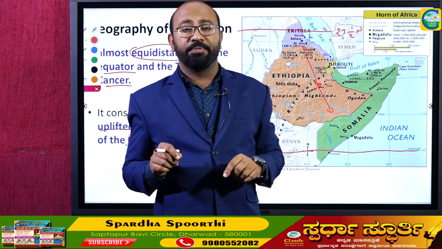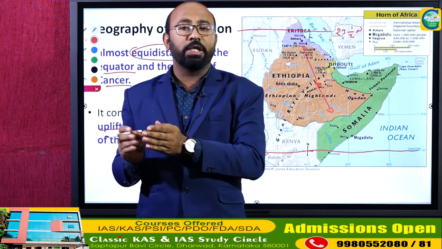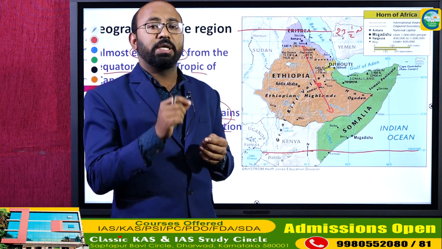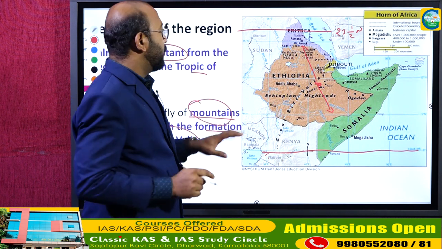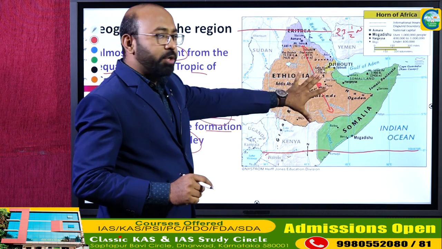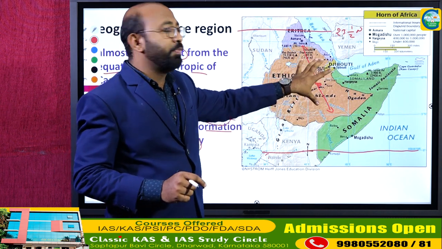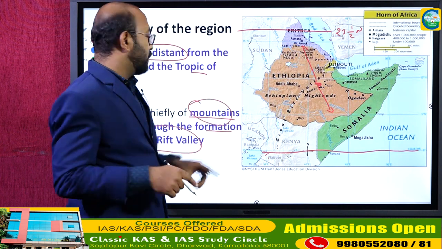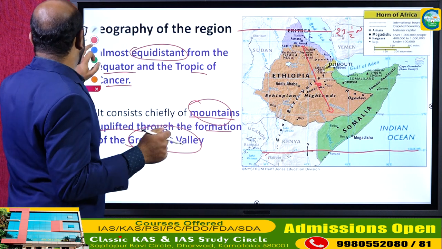Great Rift Valley. Africa, especially the eastern part of Africa, is known for the Rift Valley. It is also called the Great Rift Valley or the East African Rift Valley. The mountains found in the Ethiopian highlands, or the Ethiopian country, are the result of the East African Rift Valley process.